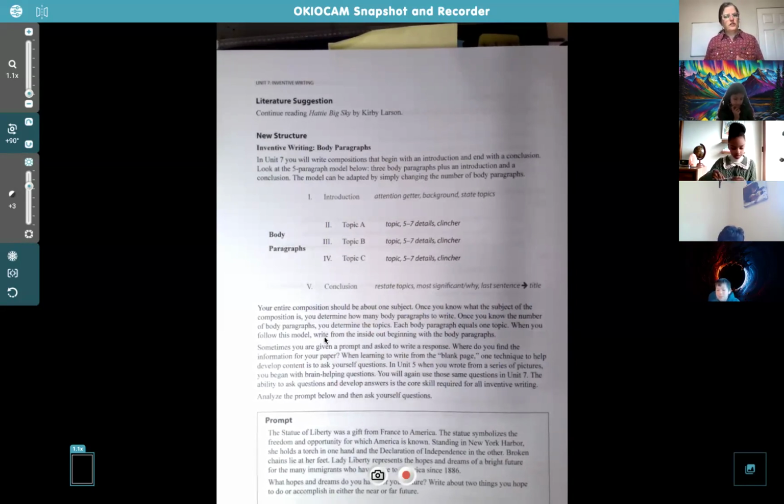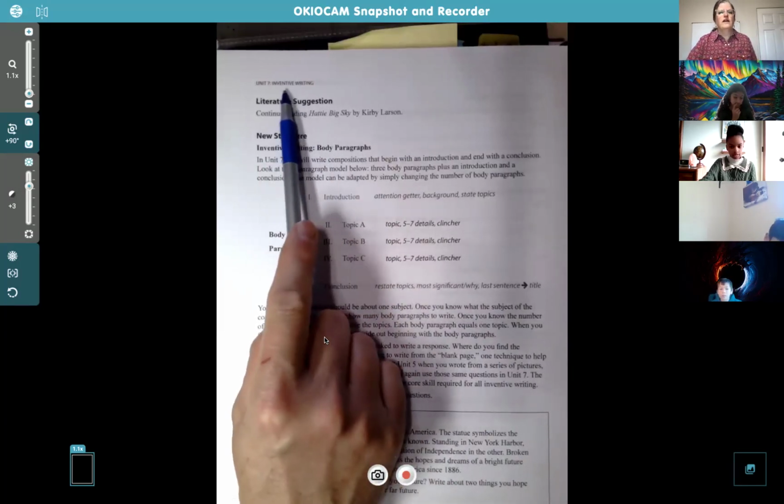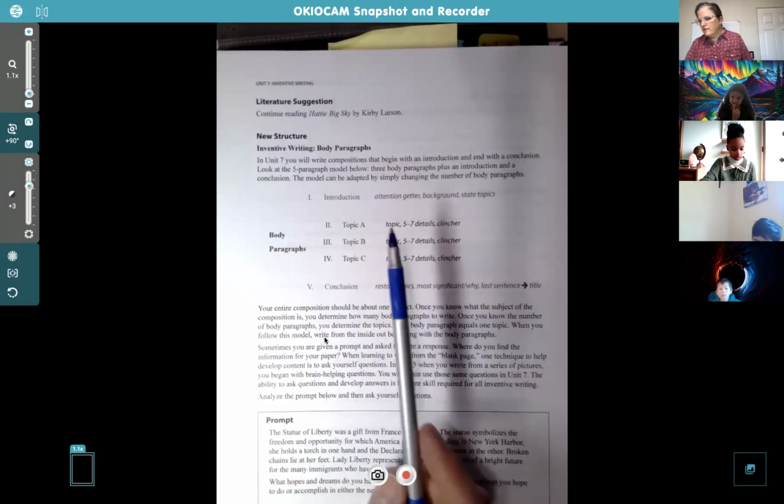You guys did a little research with the Lusitania, which was cool. This is back to inventive writing, which is similar to when we wrote about pictures, okay? We don't have pictures this time, but it's the same style in the sense that you ask yourself questions and you come up with your facts or your details. They're not really facts like a research paper, but you're going to think of the details to put in your own paper from yourself. So this is called inventive writing. It's up here, Unit 7.